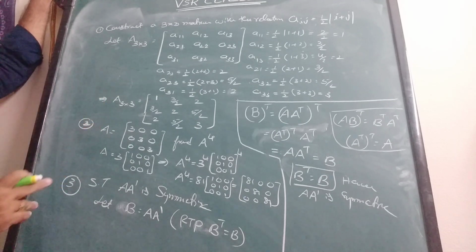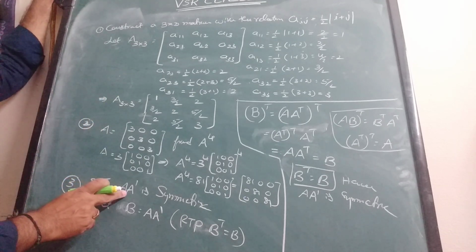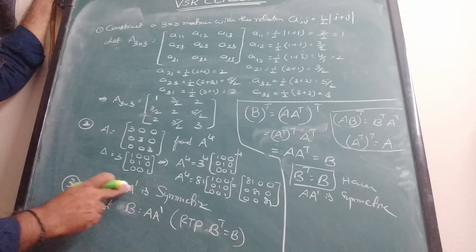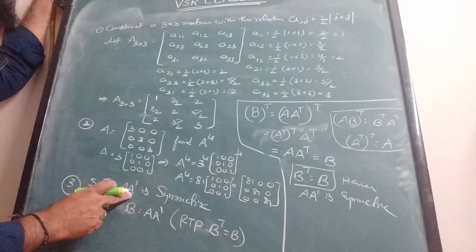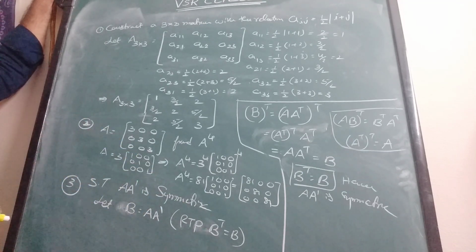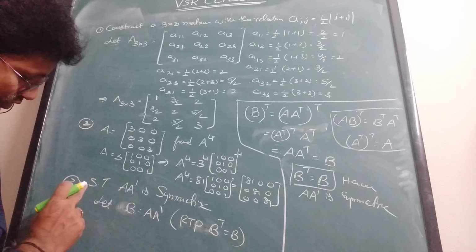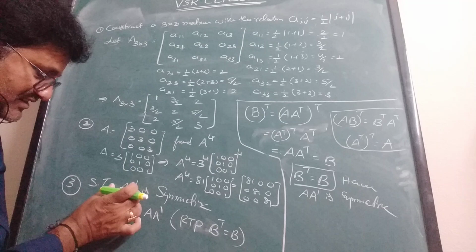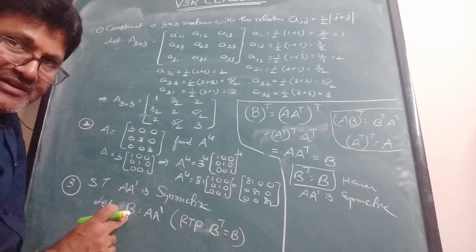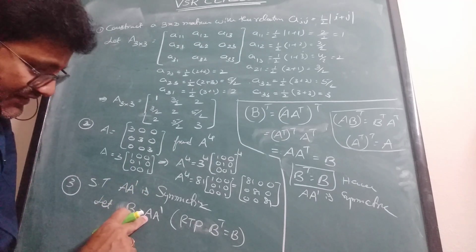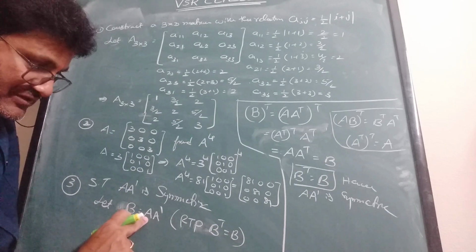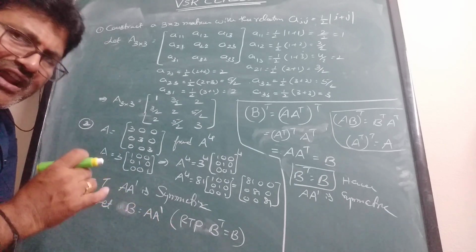Okay. Next, show that the product A A transpose is symmetric. Symmetric matrix we have to prove. What is the condition for the symmetric matrix? A transpose is equal to A. Now I will take this element as B, and we will get B is equal to A A transpose. What I have to prove?